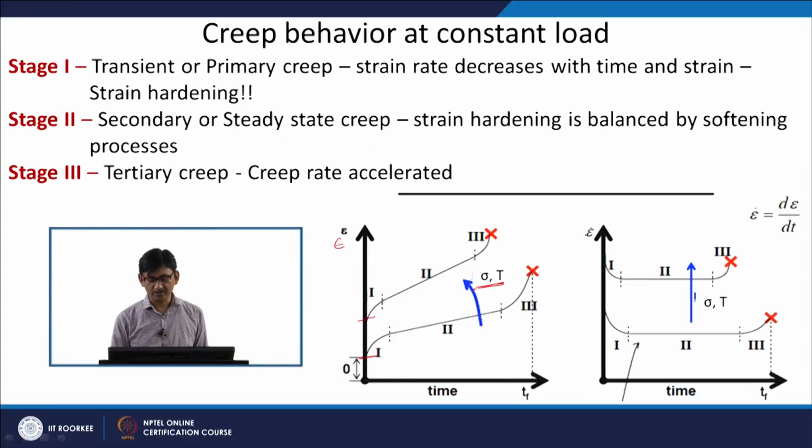The strain time curve can also be shown as a strain rate time curve. Strain rate is nothing but the change in strain as a function of time, d epsilon by dt, so that also we can plot. You can see that in the first stage the strain rate is decreasing because the slope was decreasing, in the second stage the slope was constant so the strain rate is constant, and in the third stage the strain rate is increasing.